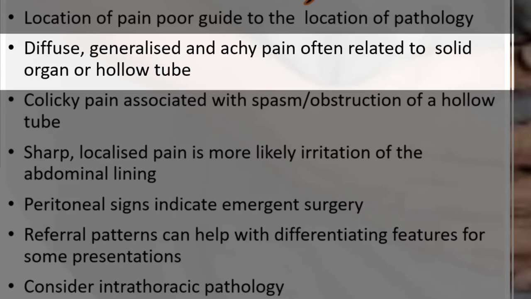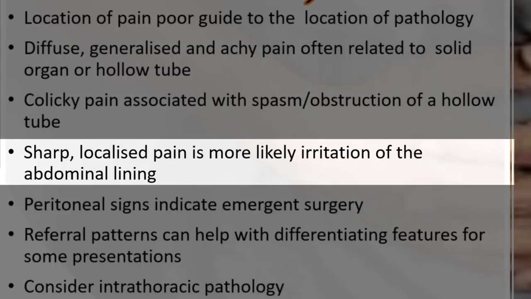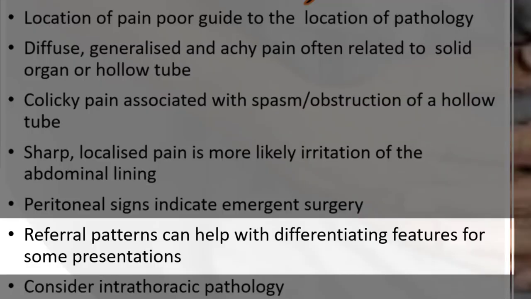Diffuse, generalized, and achy pain is likely to be caused by pathology within a solid organ or a hollow tube. Thus, inflammation of an organ such as the pancreas or obstruction of the small intestine can produce pain that is not particularly well localized. Colicky pain, that pain that comes and goes in waves, is normally a visceral pain, and it's usually associated with spasm or obstruction of a hollow tube. Sharp localized pain is more likely to be associated with irritation of the abdominal lining, that parietal layer. Referral patterns can help with differentiating features for some presentations.